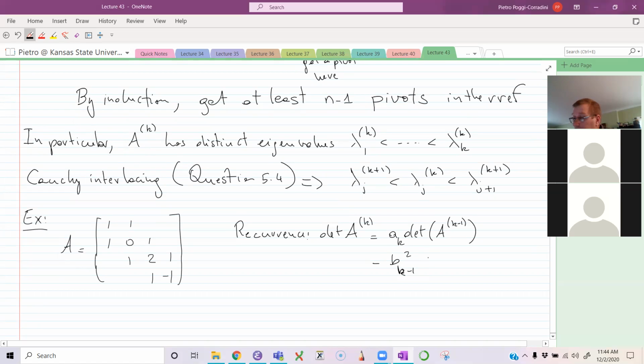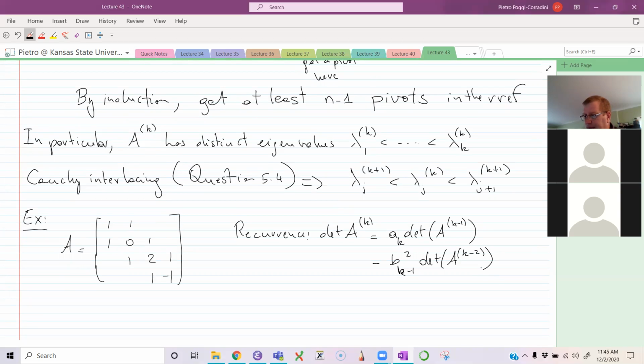You might actually try to do that to prove this. It's just the, I think it's called a class expansion of the determinant. You know this fact?